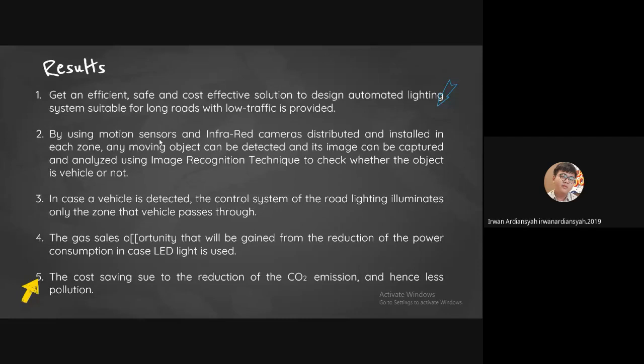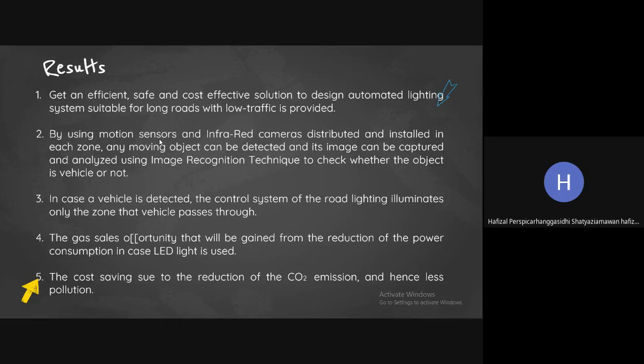Okay, then here are the results the author got after they did the research. First, an efficient, safe, and cost-effective solution to design an automated lighting system suitable for long roads with low traffic is provided. Second, by using motion sensors and infrared cameras distributed and installed in each zone, any moving object can be detected and its image can be captured and analyzed using image recognition technique to check whether the object is a vehicle or not.